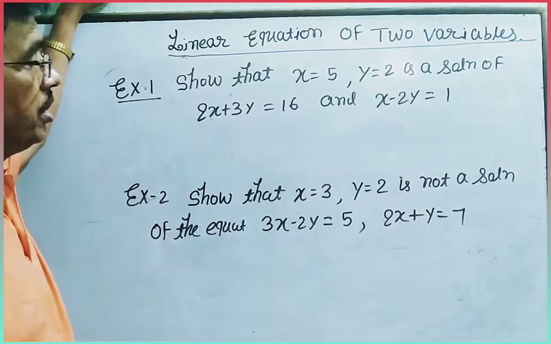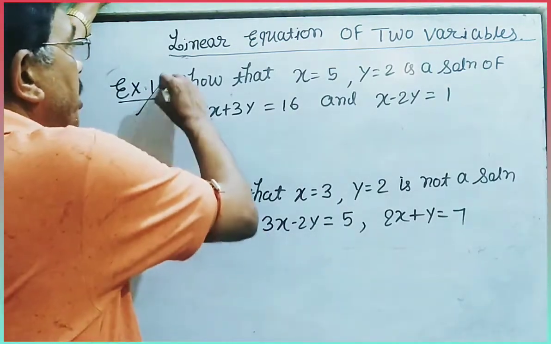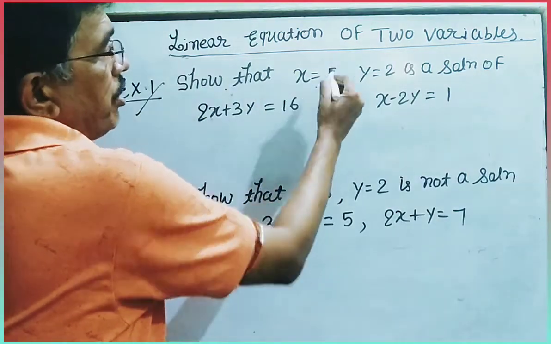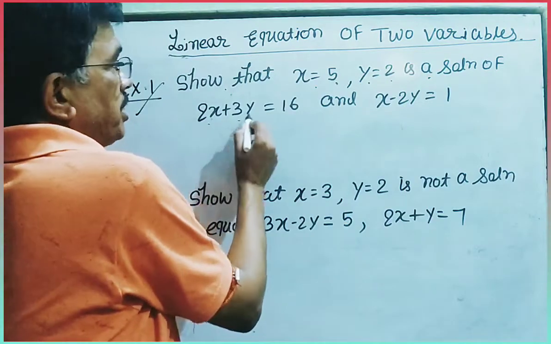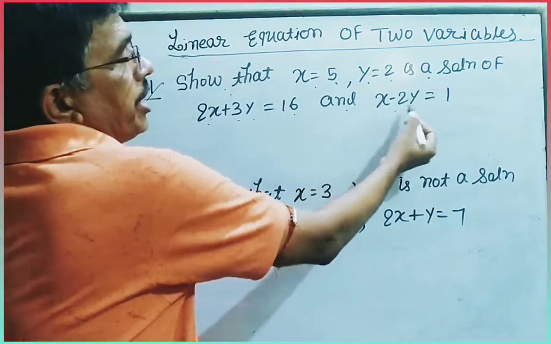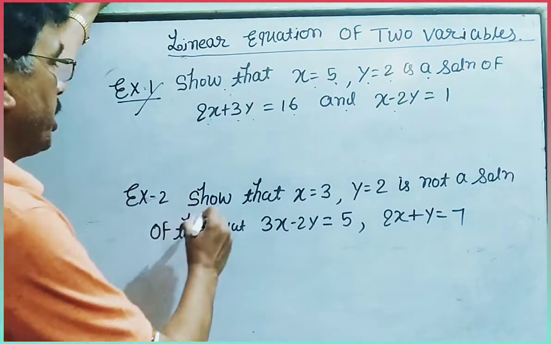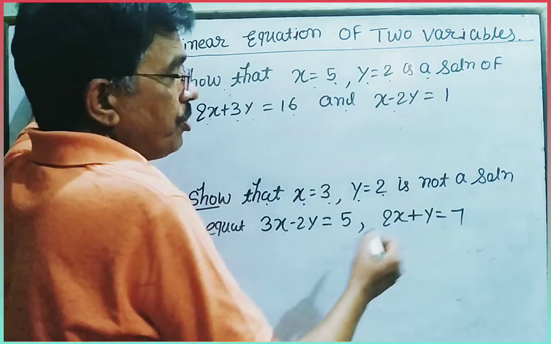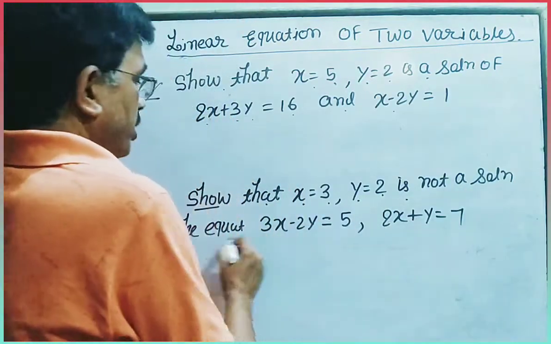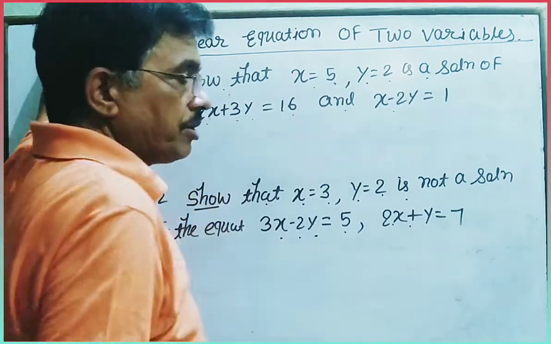Now see, there are 2 examples in your book. First example is to show that x is equal to 5, y is equal to 2 is the solution of 2x plus 3y is equal to 16 and x minus 2y is equal to 1. Similarly, the other question is show that x is equal to 3 and y is equal to 2 is not a solution of the equations 3x minus 2y is equal to 5 and 2x plus y is equal to 6.